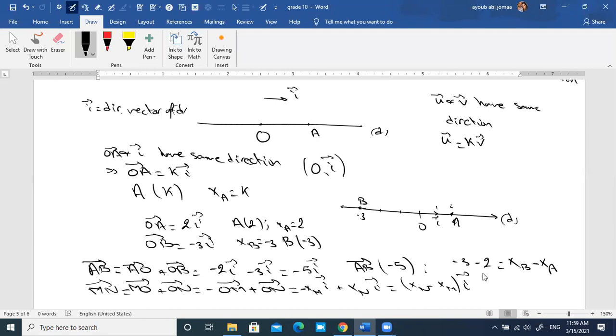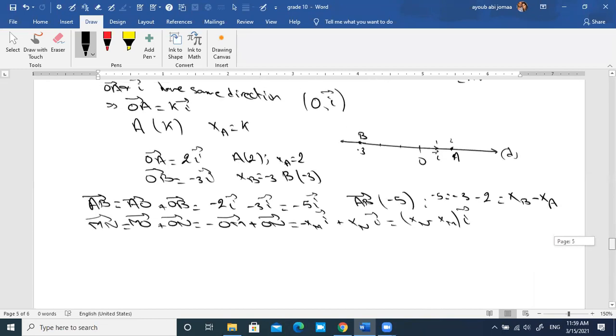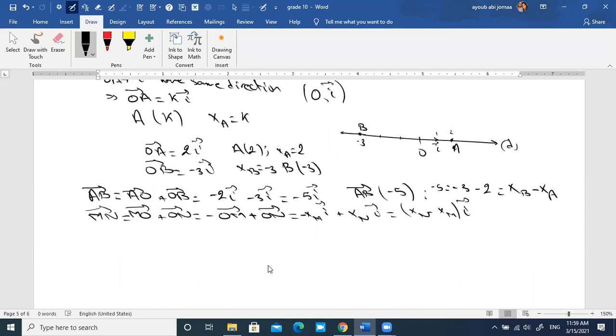And negative 5 is x of B minus x of A. So in general, the coordinates of vector AB are x of B minus x of A, times I, as we found. Okay? Vector AB has coordinates xb minus xa, and we can write it as xb minus xa times I. Any questions before we continue?